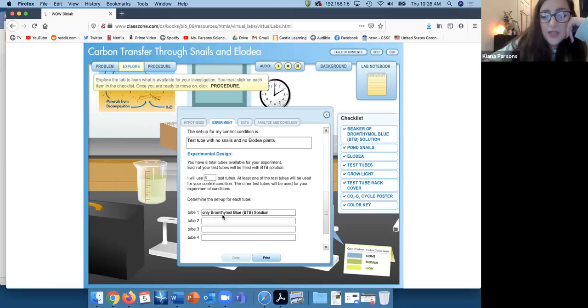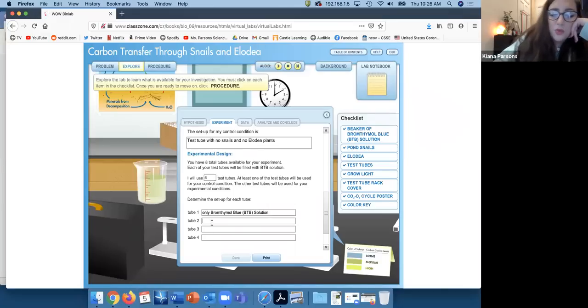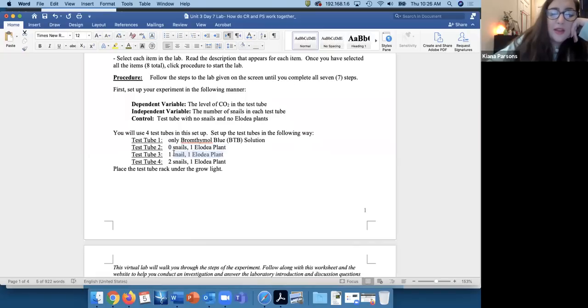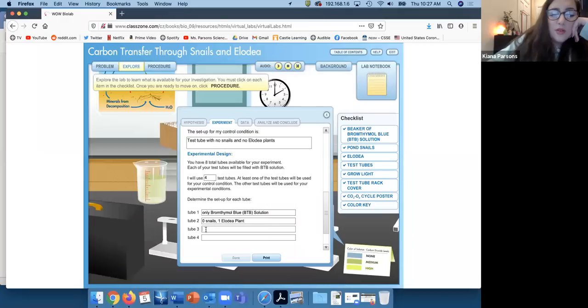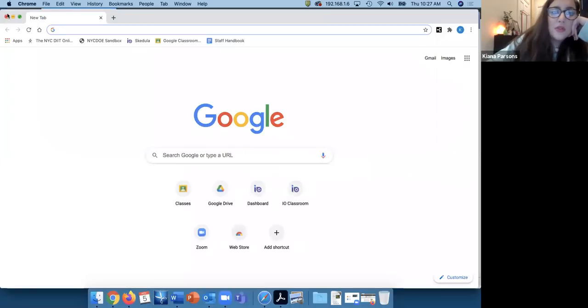So this one has only the BTB solution. That one's the control. This one has 0 snails and 1 elodea plant. Test tube 2, the next test tube, has 1 snail and 1 elodea plant. And the final test tube has 2 snails and 1 elodea plant. And we're going to test all of our test tubes under the grow light, so in light conditions.